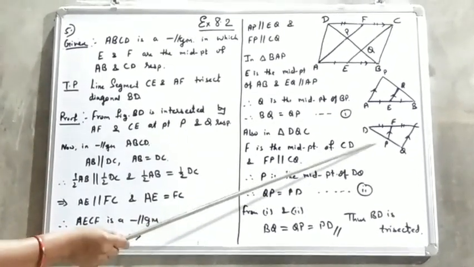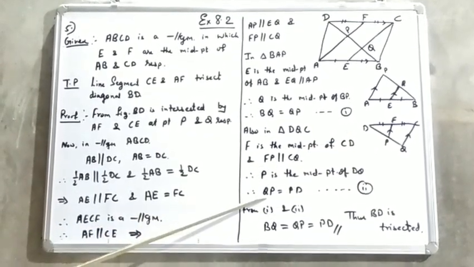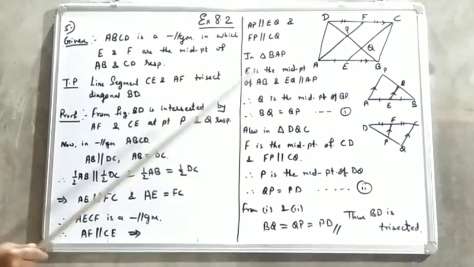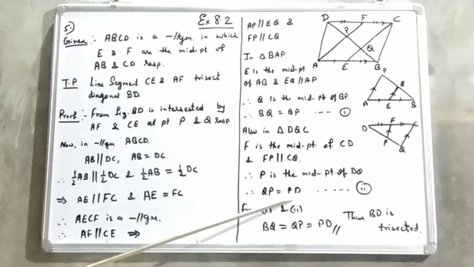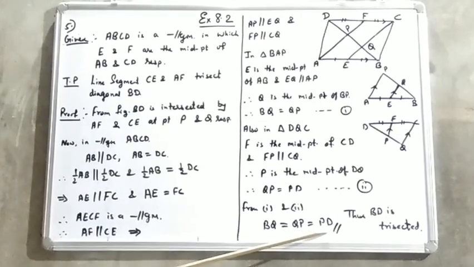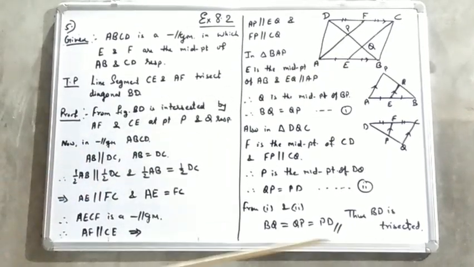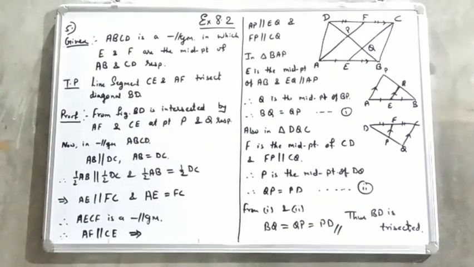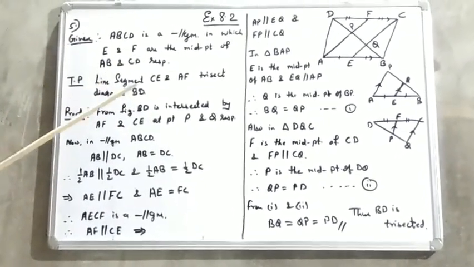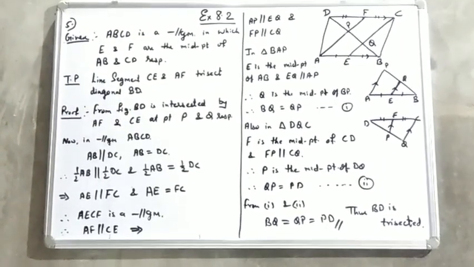If P is the midpoint of DQ, then I can write QP equals PD. So from equations first and second, where BQ is equal to QP and QP is equal to PD, BQ is equal to QP is equal to PD. Thus we can say diagonal BD is trisected by line segments CE and AF. Thus it is proved. I hope all of you have understood.